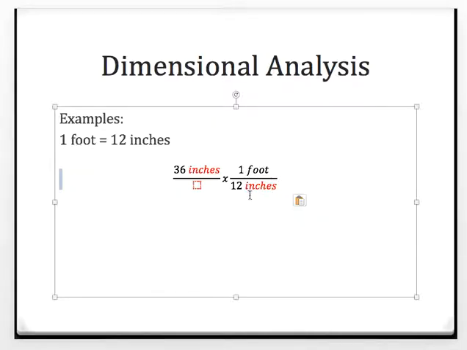What I want you to notice, though, is that with this conversion factor, if the top is equal to the bottom, it's kind of like multiplying by 1. So I'm not really losing the amount of 36 inches. I'm not changing it, I'm just changing the units. So that's the basis of dimensional analysis.